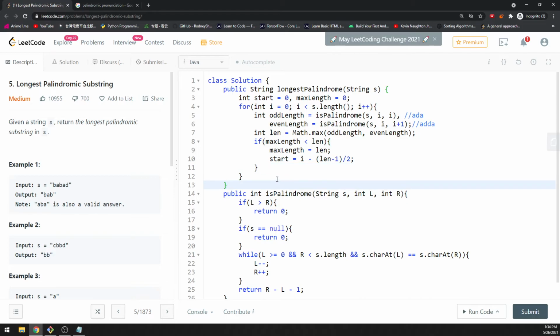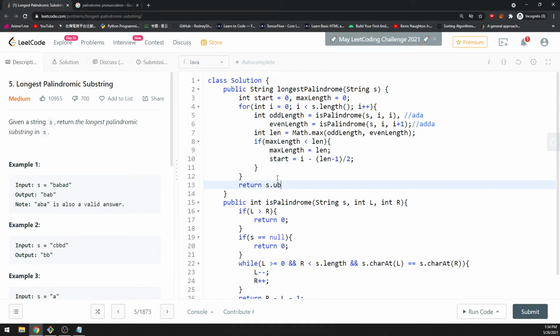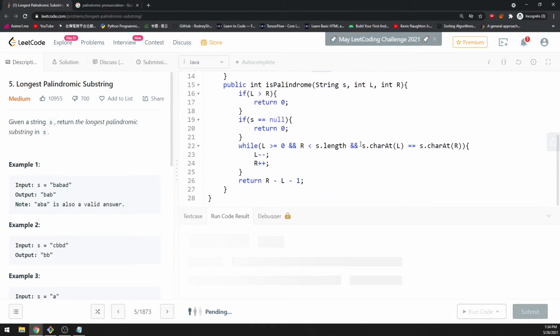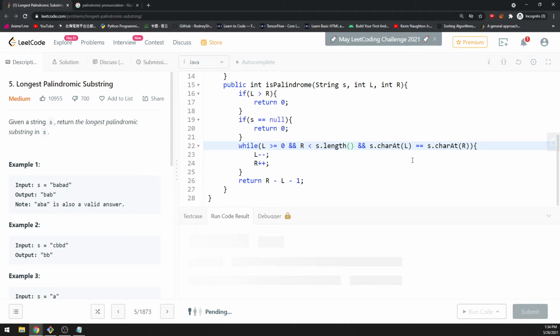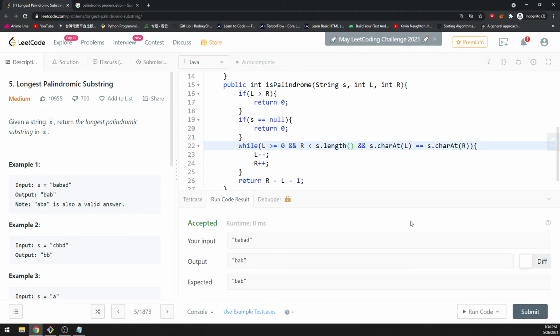Now, what should we do for return? Return would be so easy, just substring, and you know the starting position and you know the max length. But don't forget you have to add the starting position, otherwise you always start from 0. So if there's a string after this, you have to know where you begin and where you end. And that would be it. Okay, I made a typo here. Length. Charat. Okay, pretty good.